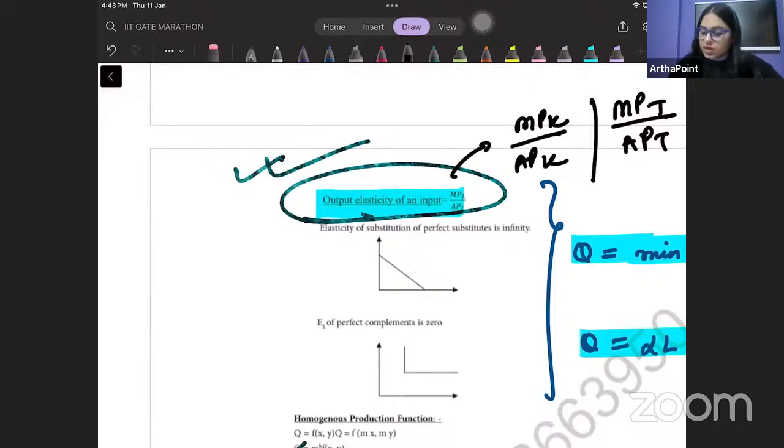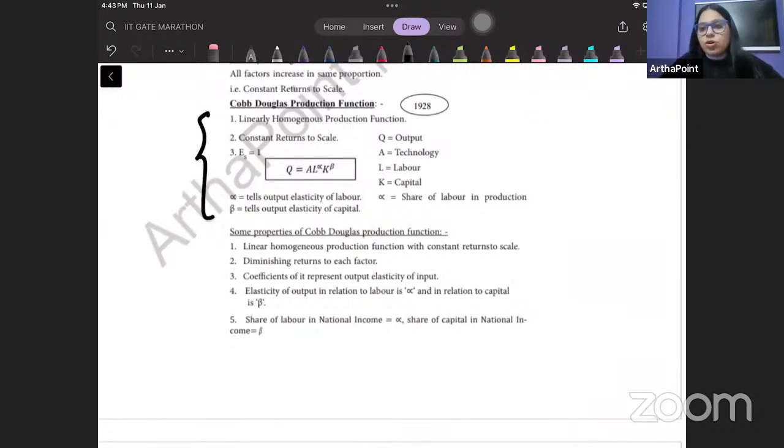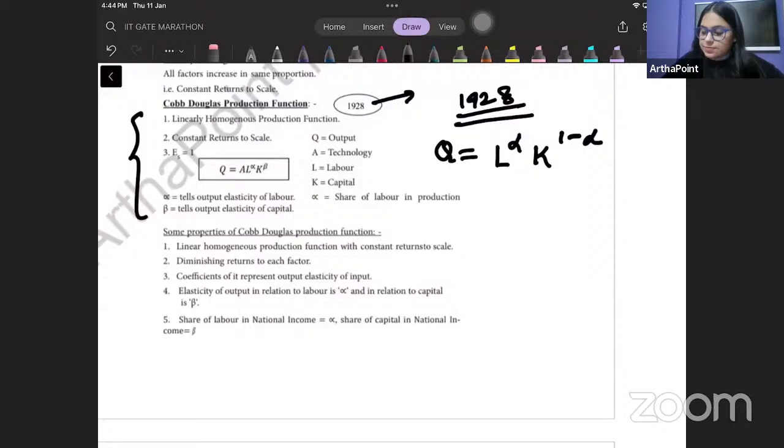Okay. Now let us talk about the Cobb-Douglas production function. This can come as part of a GATE or CUET question, that it was first introduced in 1928. Generally, whenever I write the Cobb-Douglas production function, I will write it like this: L to the power alpha, K to the power 1 minus alpha. This is the initial production function we had. If I write it like this, then you can clearly see that it is a CRS function because the sum of the powers is 1. And as I have written here also, alpha tells the output elasticity of labor and beta tells the output elasticity of capital. ये काफी important हो जाता है that you remember these properties.